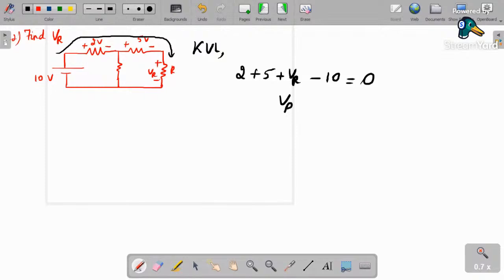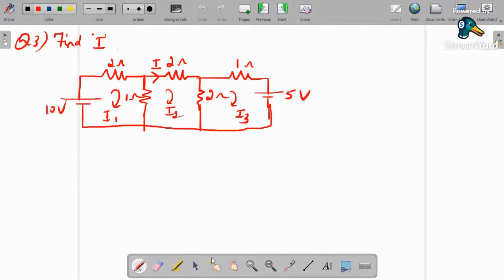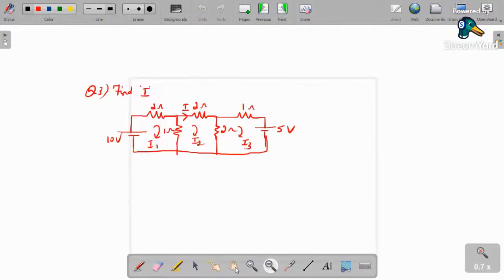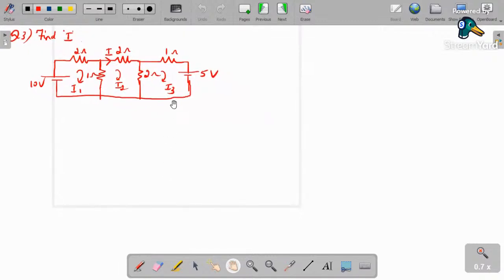So what is VR? So 7 minus 10 minus 3. So it is going to be plus 3 volt. Voltage across the resistor R is 3 volt. Next question number 3. Find the current I.